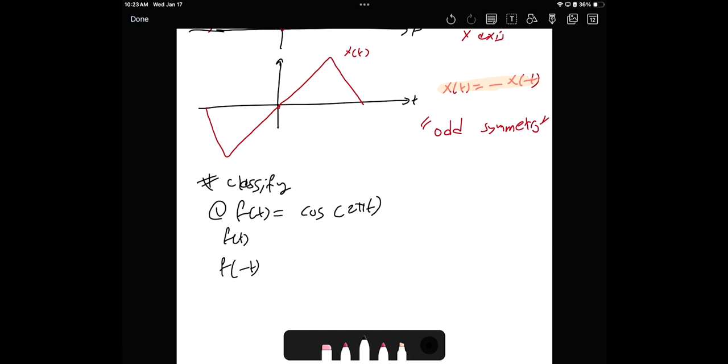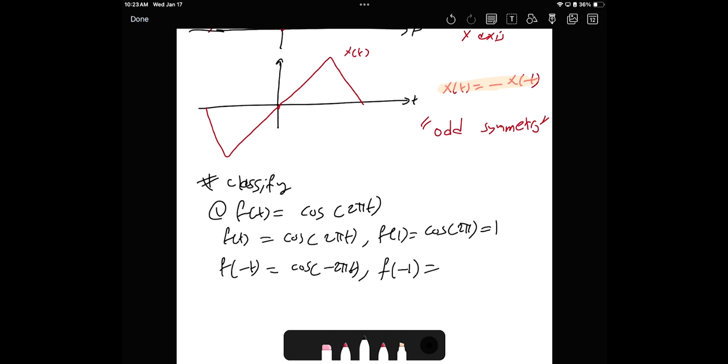That's how we find it. So f of t equals cosine of 2 pi t, and f of negative t is cosine of negative 2 pi t. Let's assume, for example, t equals 1. So f of 1 will be cosine of 2 pi, which is cosine of 360. This is equal to 1. Then f of negative 1, which is cosine of negative 2 pi, or cosine of negative 360, which is 1.